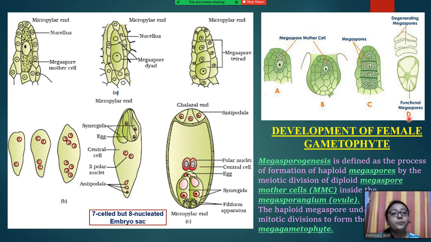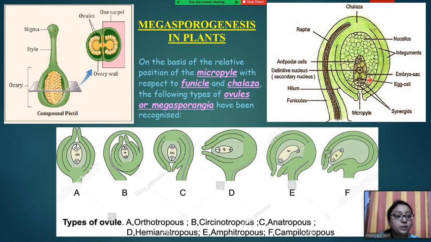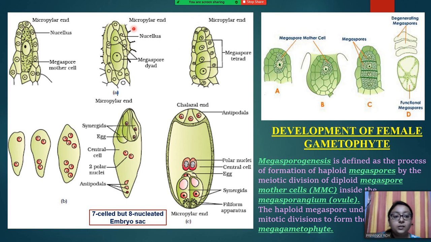In this case, the female gametophyte starts developing from the megaspore mother cell, within the nucellus. So this is the nucellus portion. The majority of the tissue in the ovule is nucellus only, and the rest of it is integuments, which are just the protective coverings. Inside the nucellus there is a megaspore mother cell. This is the large cell, as you can see, and here the megaspore mother cell is undergoing meiosis.